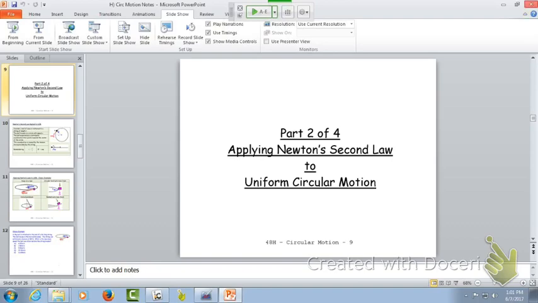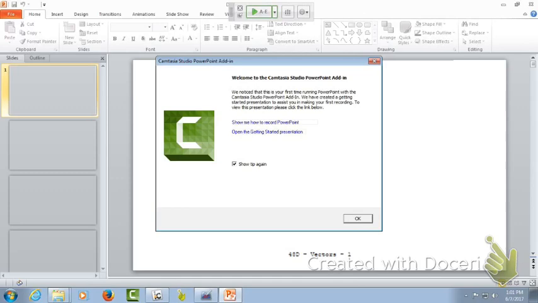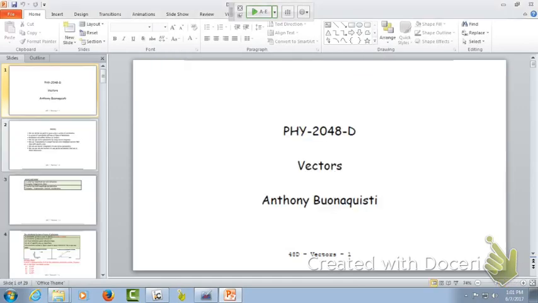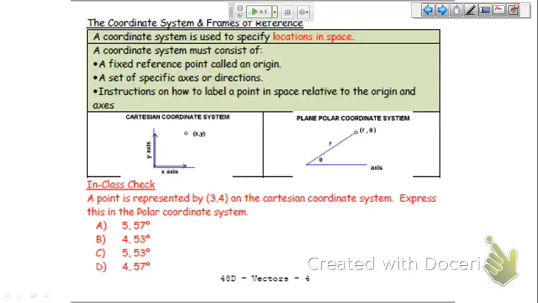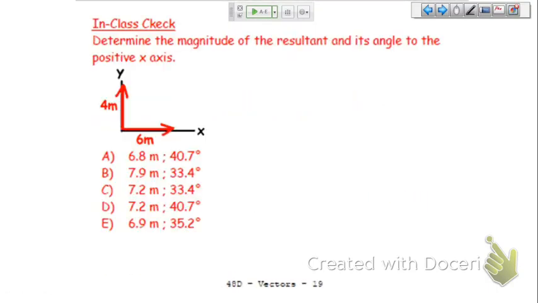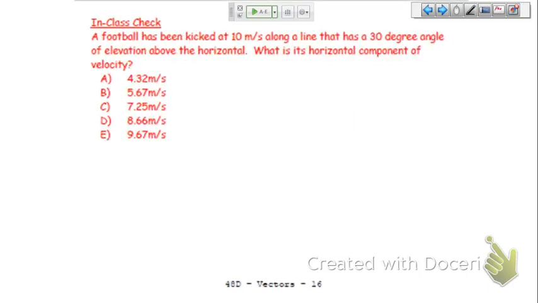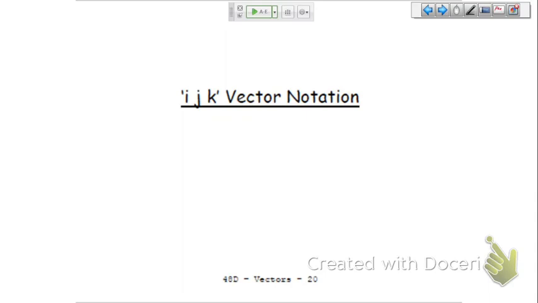Let's get out of here. It was on vectors. And let's go to slideshow. And if I recall correctly, it was there, wasn't it? Or was it? It's there, isn't it? Yes? That is 48D20.